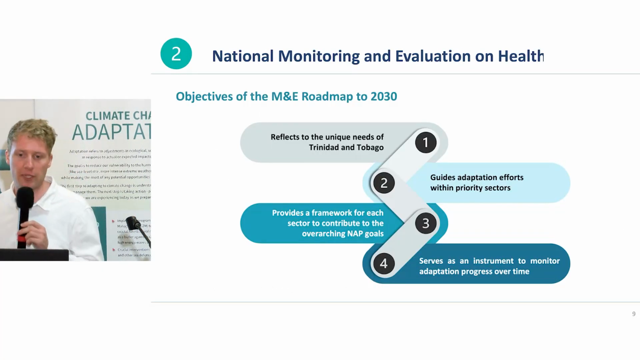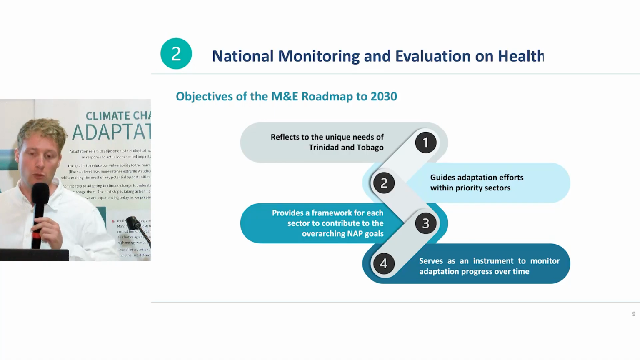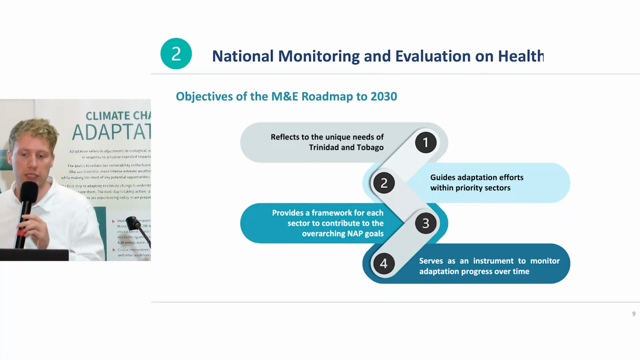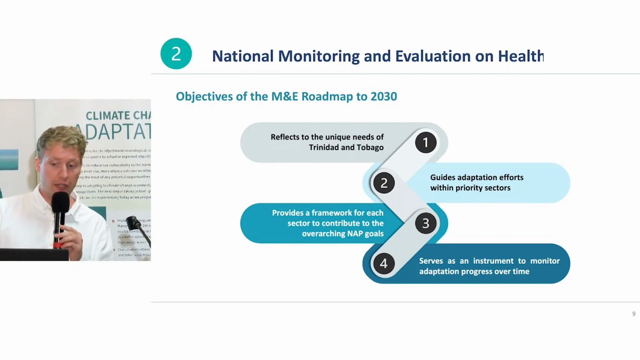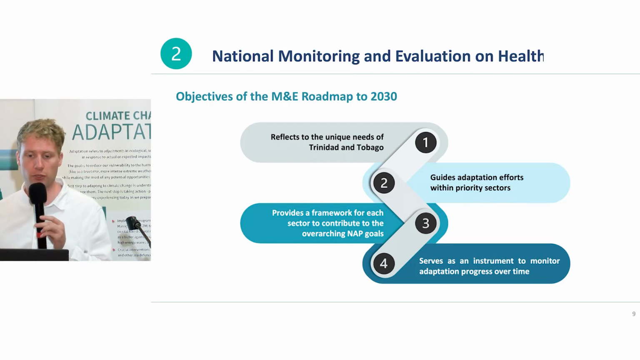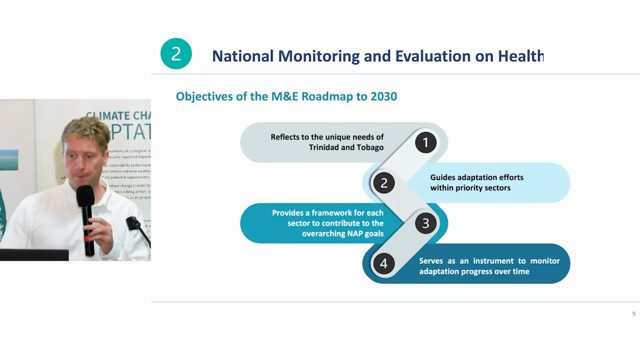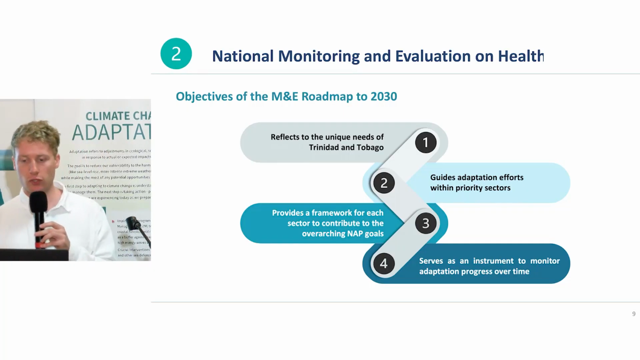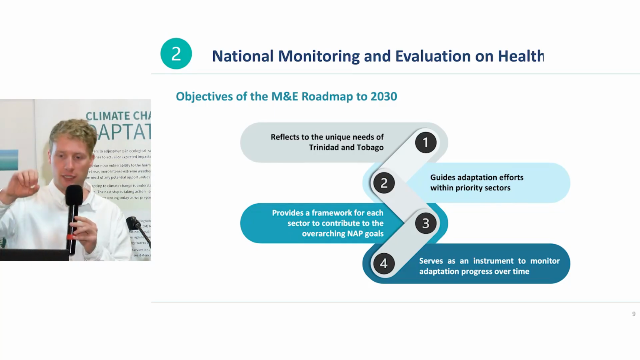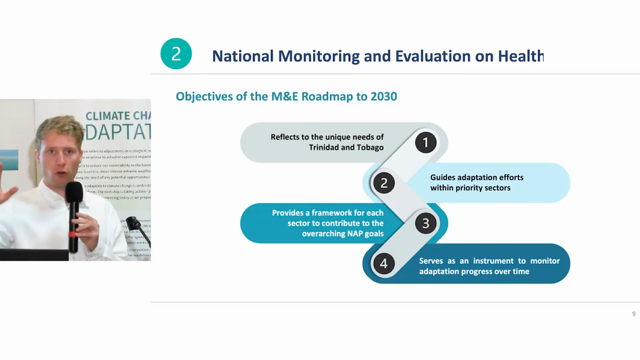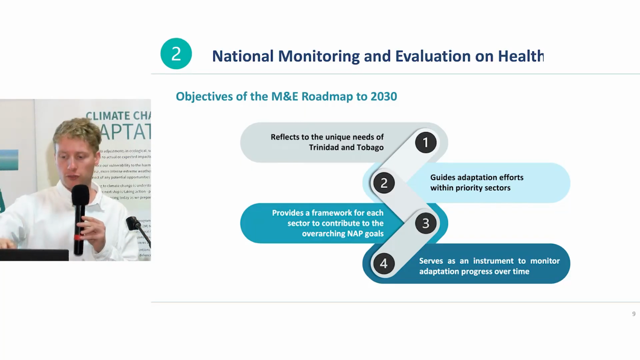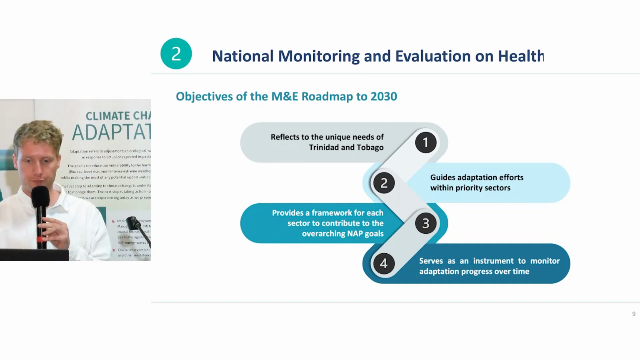The objectives of an M&E roadmap to 2030, so what it should do. It should reflect the unique needs, of course, of Trinidad and Tobago. It should guide adaptation efforts within priority sectors, provide a framework for each sector to contribute to the overarching National Adaptation Plan goals, and serve as an instrument to monitor adaptation progress over time. So this is emblematic. This is a way to say what an overall implementation roadmap should consider, right, for adaptation.